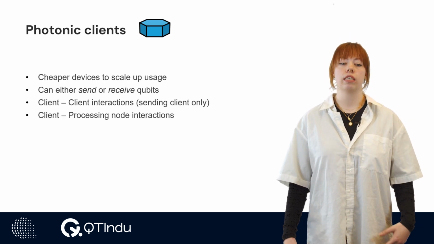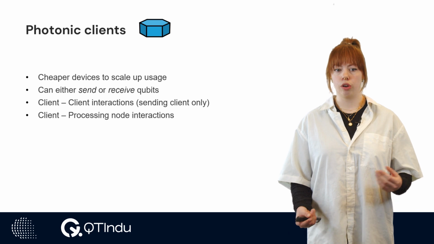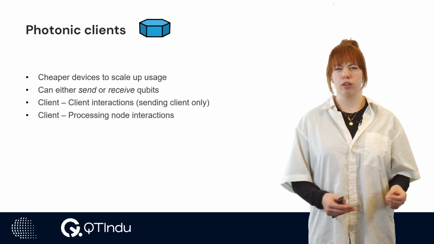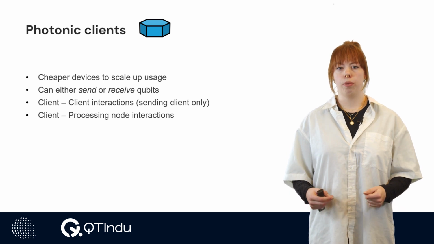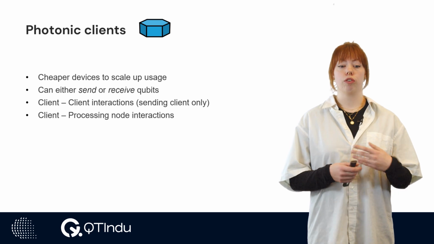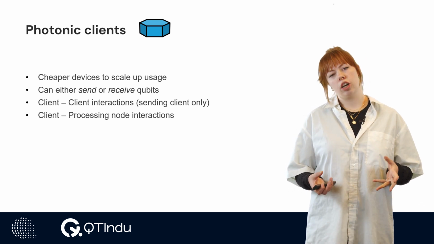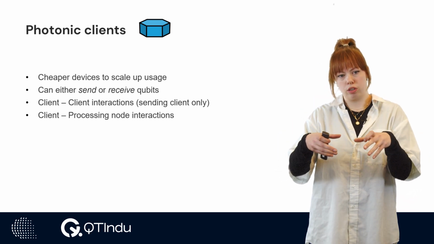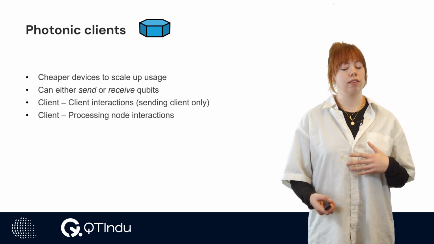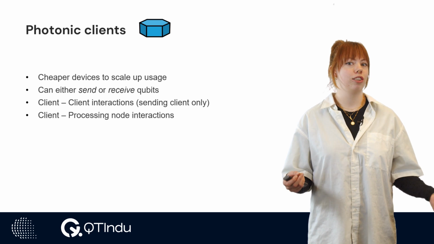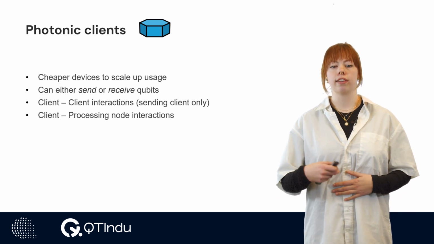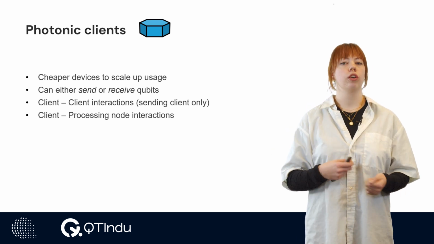We distinguish a different type of end node called a photonic client. Note that in QNE this is actually the same thing because they're all just nodes. But if you give them different abilities, we call them a little bit differently. So the photonic client is actually a scaled down version of the processing nodes. So it has less quantum capabilities and is therefore supposedly a lot cheaper. And these photonic clients can have the ability to either send qubits or receive qubits and measure them.